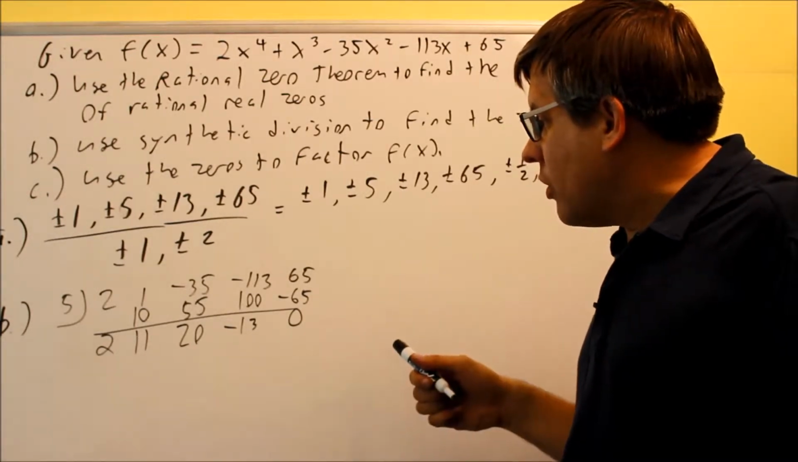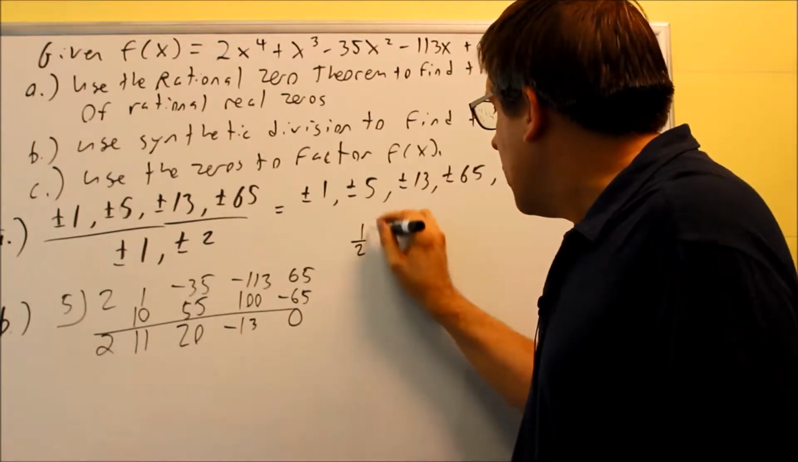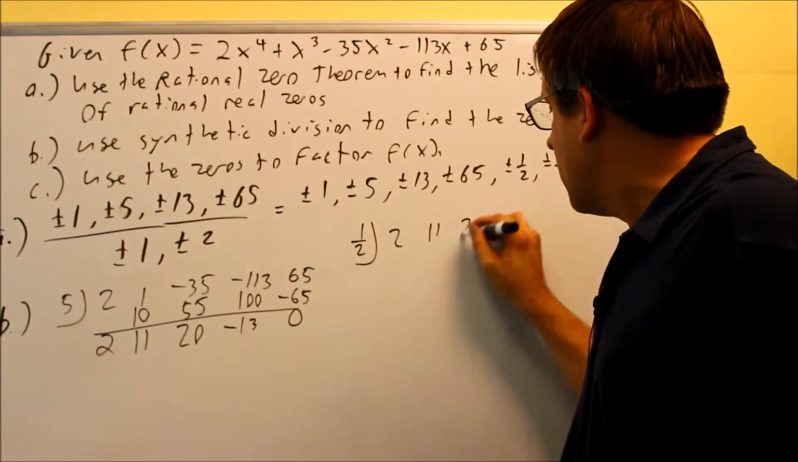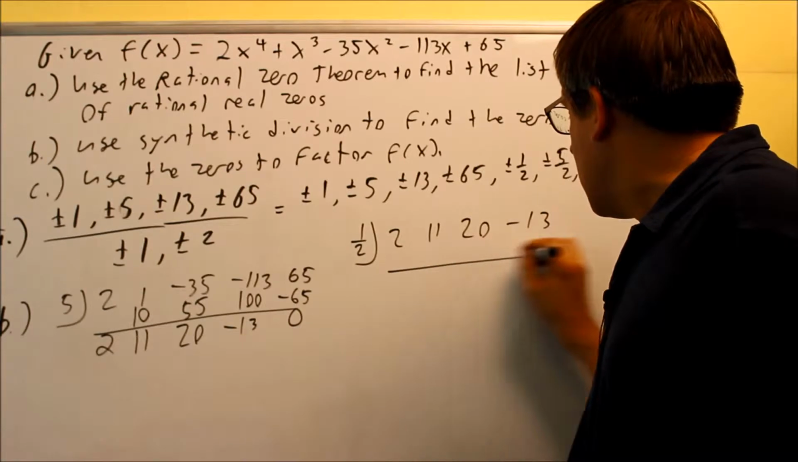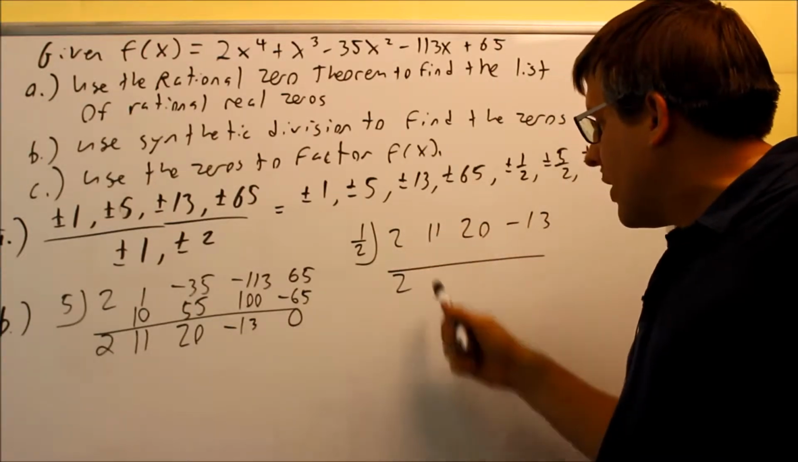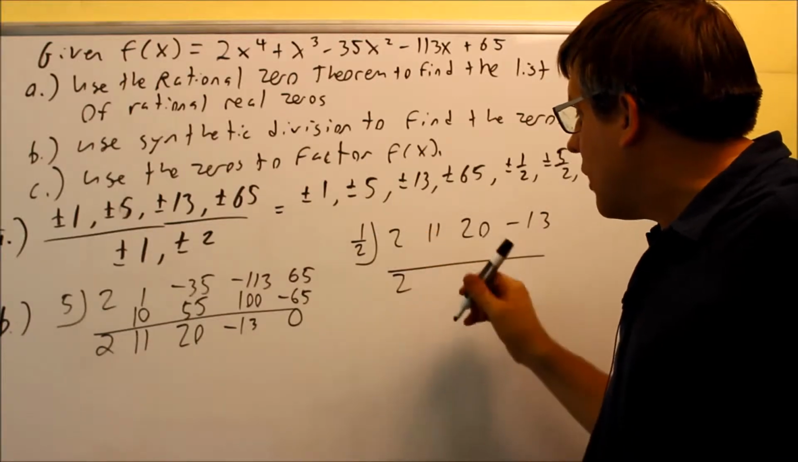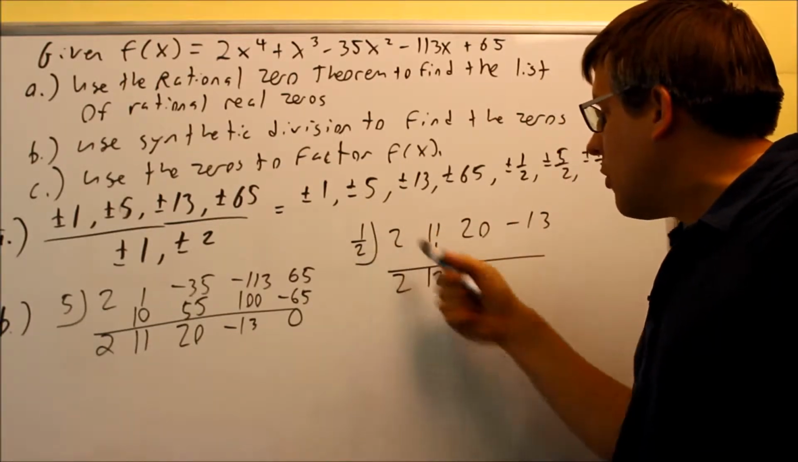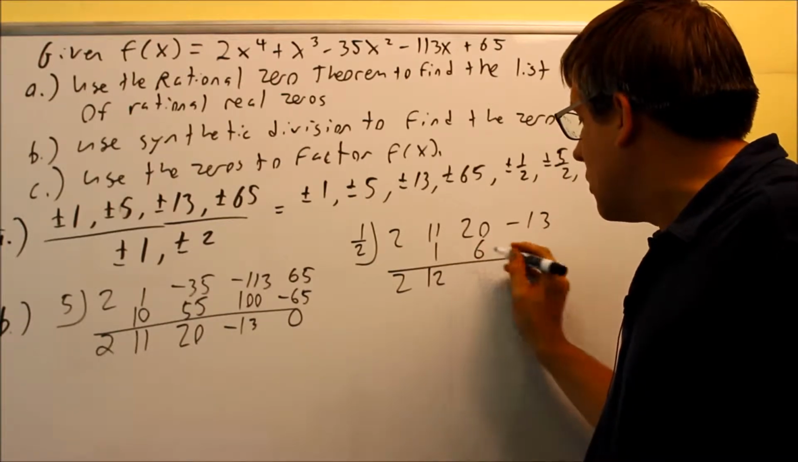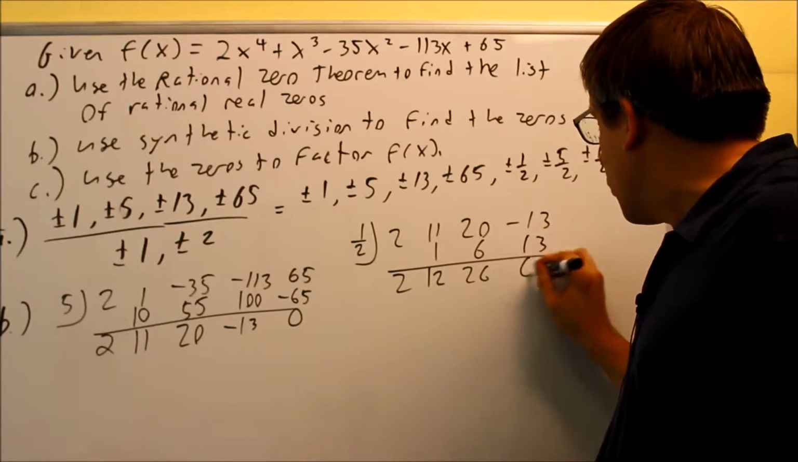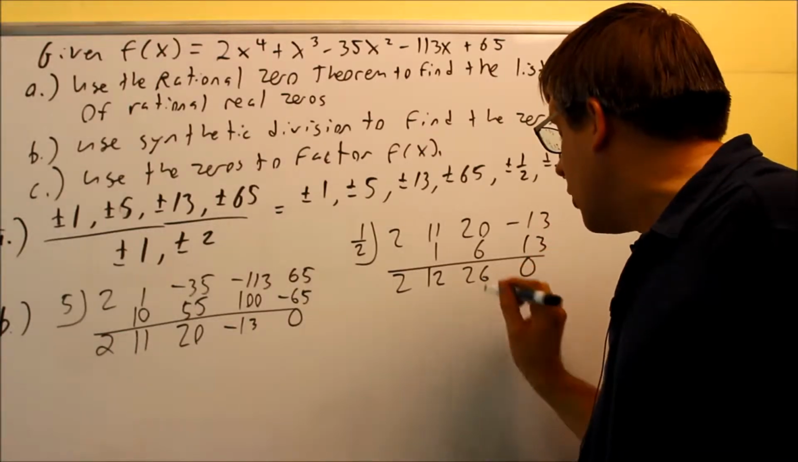Now we're going to do the next one. Next one is 1/2. We're going to use the answers that we got for the previous one. And once again, we're going to bring down our first term. So bring down the 2, multiply that. 2 times a half is 1. If you add that together, you get 12. Multiply that, you're going to get 6. Add it together, you get 26. Multiply, you get 13. Remainder of 0 again on that one.